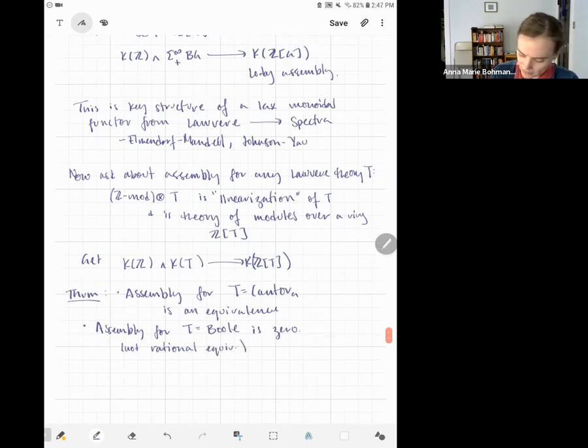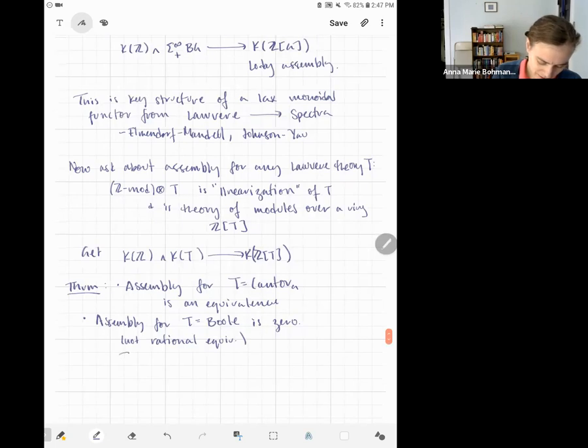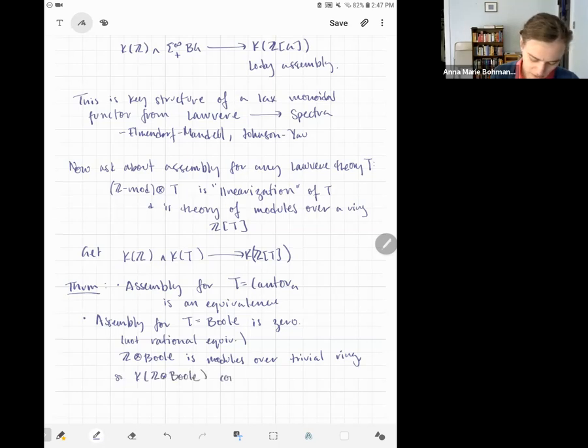Here, it turns out that Z tensor Boolean algebras, this is the theory of modules over the trivial ring. And so that means that the target of this map is zero. So K theory of Z tensor Boolean algebras is just zero. This is a contractible space.